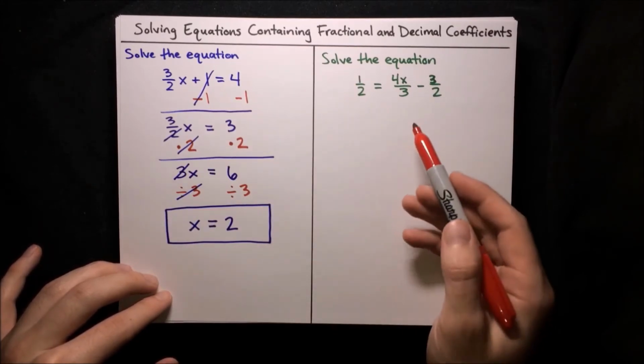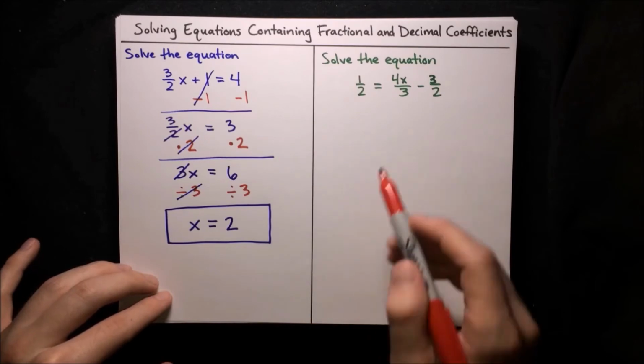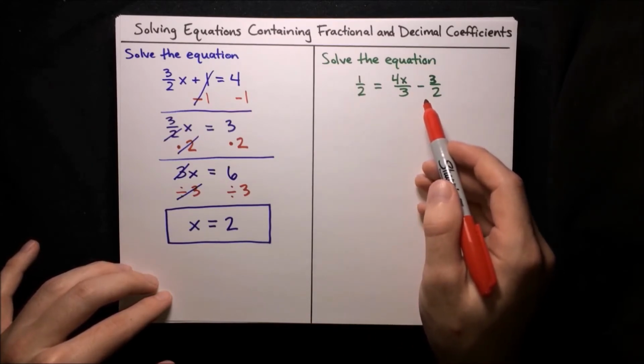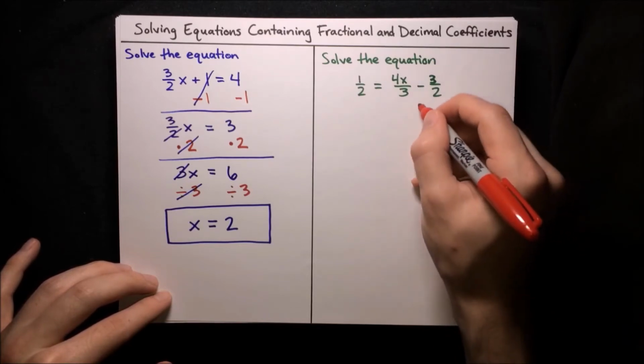We want to solve this equation: a half equals 4x over 3 minus 3/2. Again, we want to isolate x on its own side. And again, we want to do this using the addition and multiplication principles. First of all, to get rid of this minus 3/2 on the right-hand side, we can use the addition principle and add 3/2 to both sides. So let's go ahead and do that.